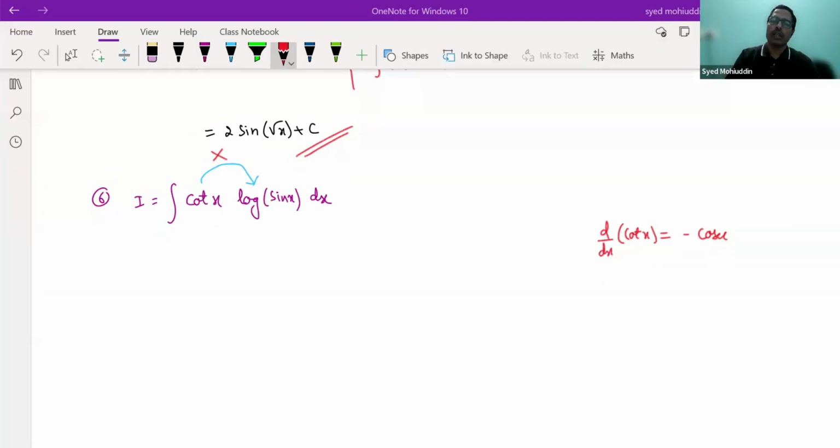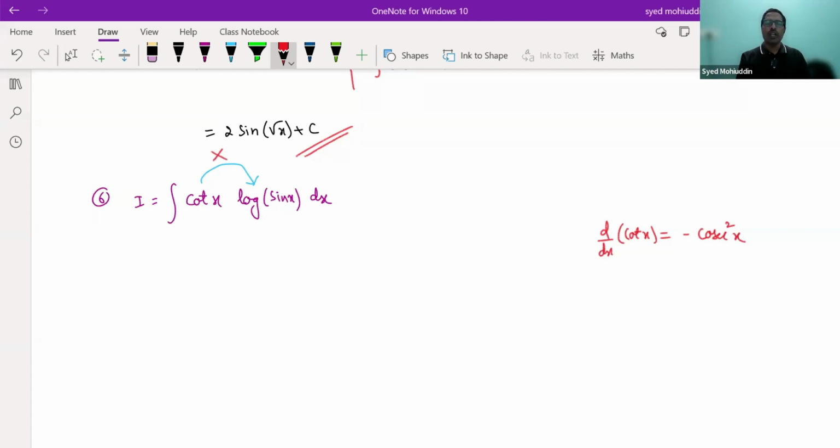Therefore, what has to be done over here? You have to take log of sin x to be t. But should we take the entire log of sin x to be t? That is not possible. Therefore, we'll try to simplify that one. The derivative of cot x is minus cosecant square of x, so it is not possible over here. So the question is, should I completely put log of sin x, because log of sin is there? So the innermost term you'll be taking as t.